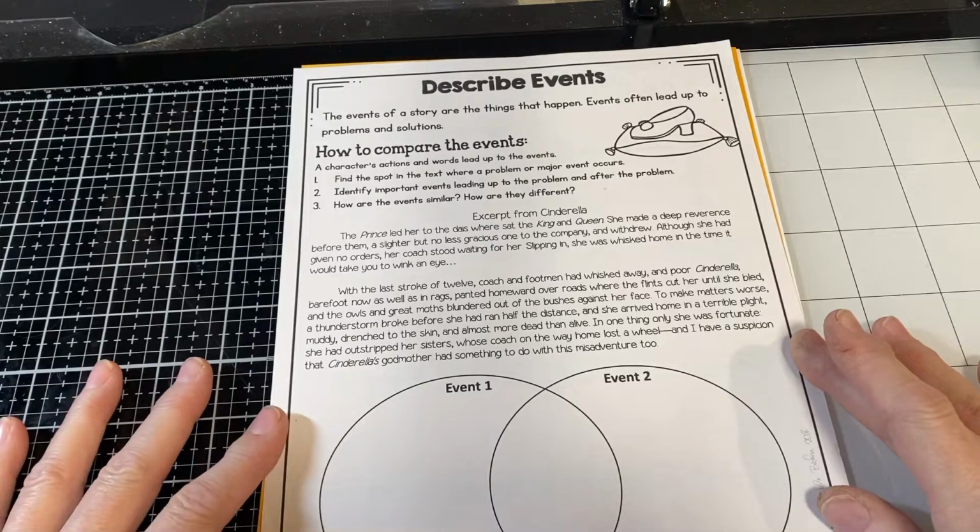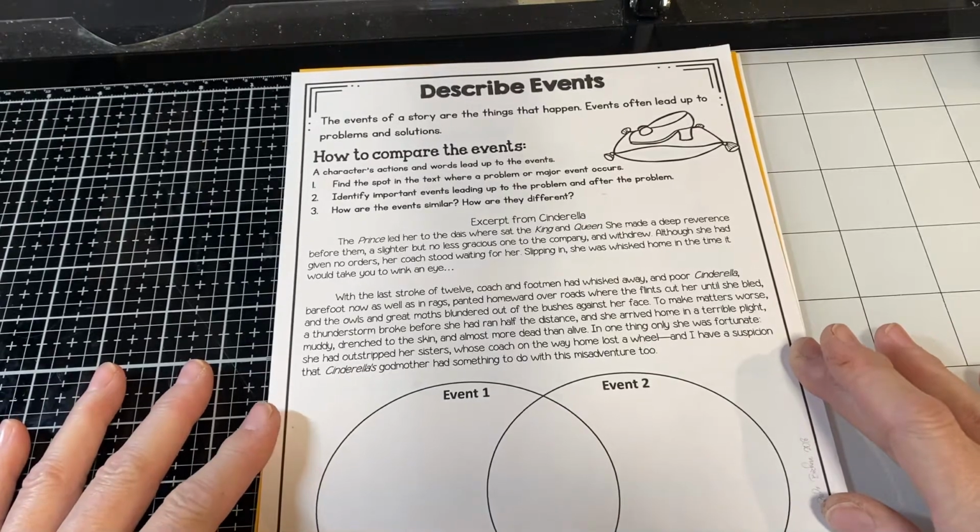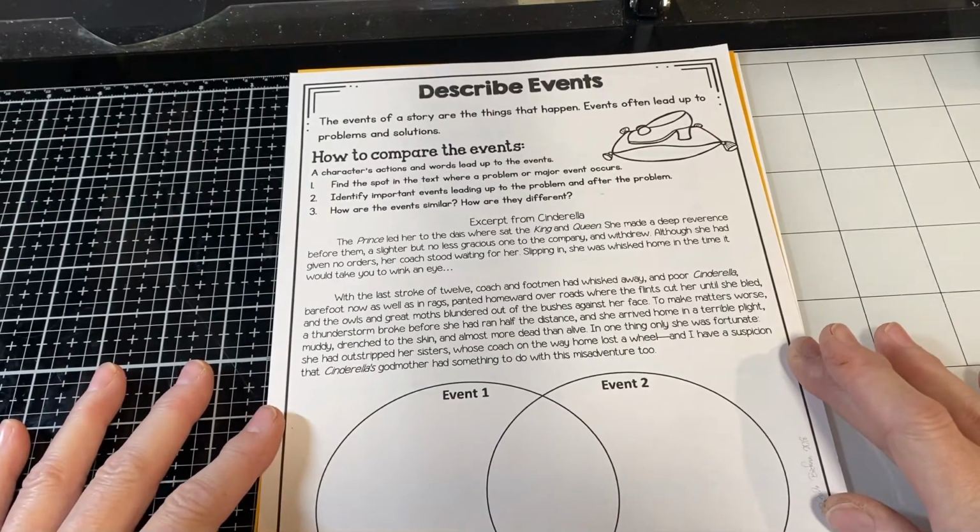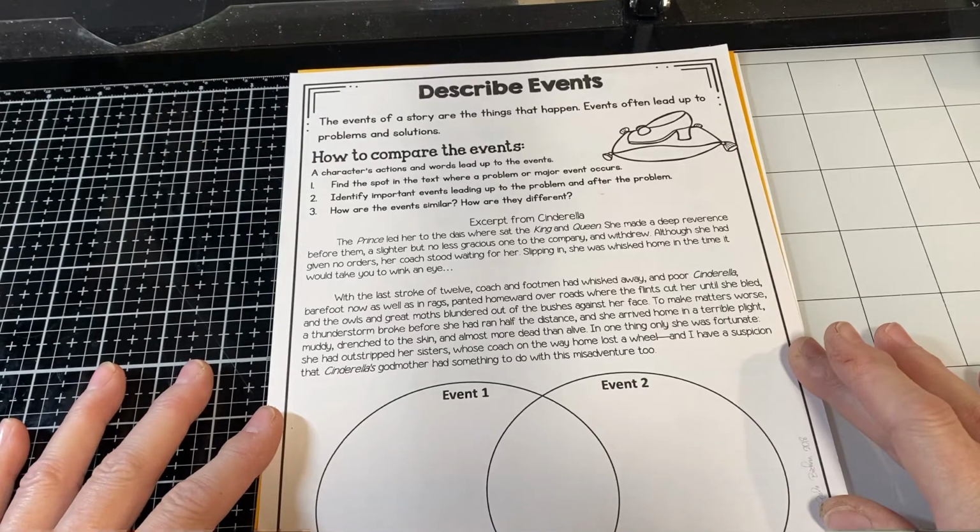All right, here's the excerpt from Cinderella. The prince led her to the dais where sat the king and queen. She made a deep reverence before them, a slighter but no less gracious one to the company, and withdrew. Although she had given no orders, her coach stood waiting for her. Slipping in, she was whisked home in the time it would take you to wink an eye.